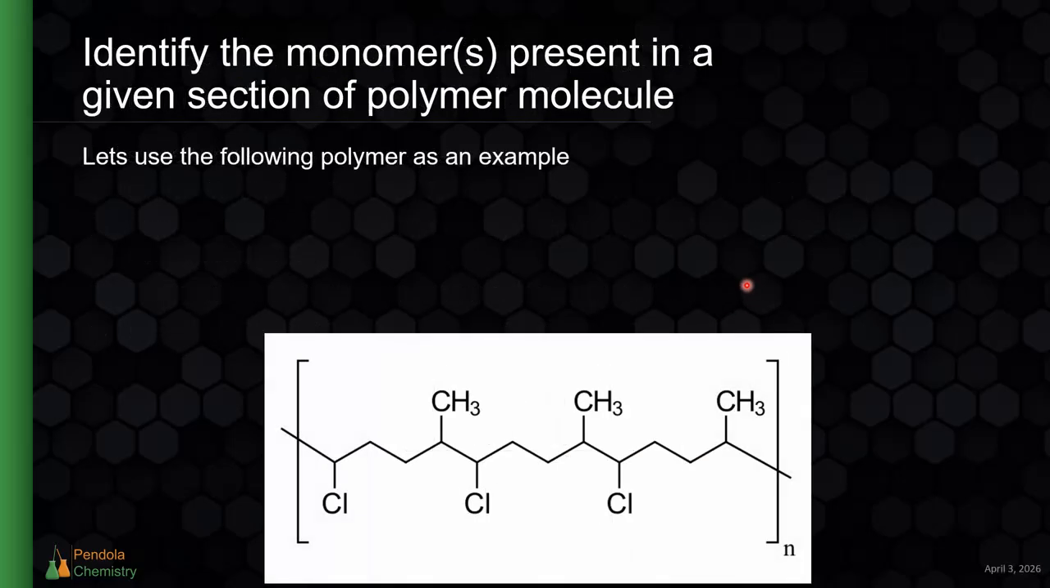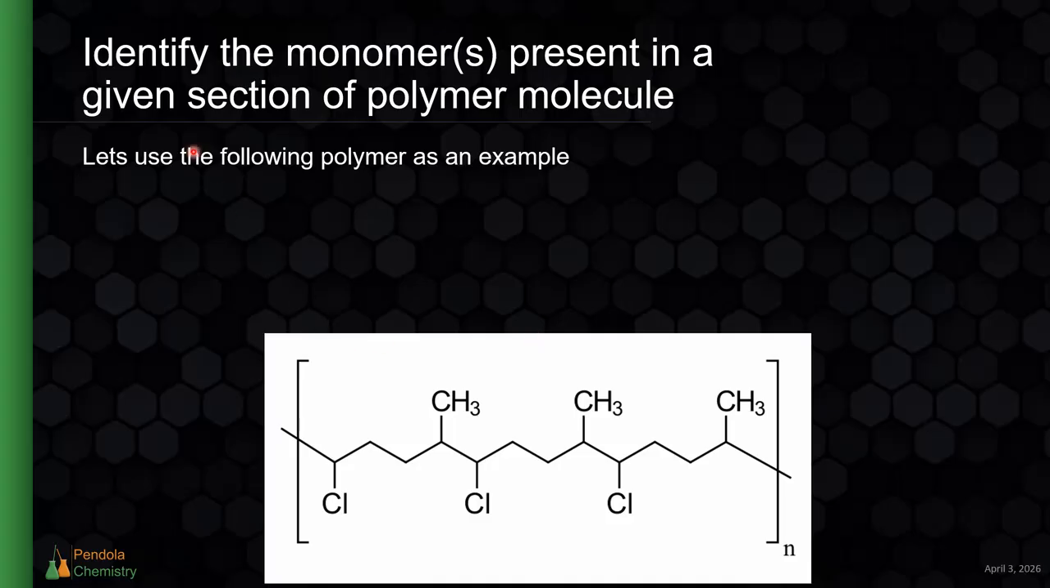Now, what about the other question? Identifying the monomer present in a given section of a polymer molecule. So what if we get the opposite? What if we have a polymer and realize that they're not necessarily going to give you a repeat unit here? We are going to have multiple repeat units, and you can see because we have multiple chlorines or multiple CH3s of our polymer, and they're asking us what is or are, if there's more than one, the monomers.